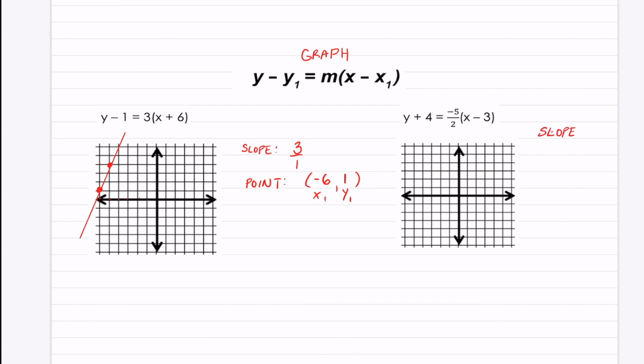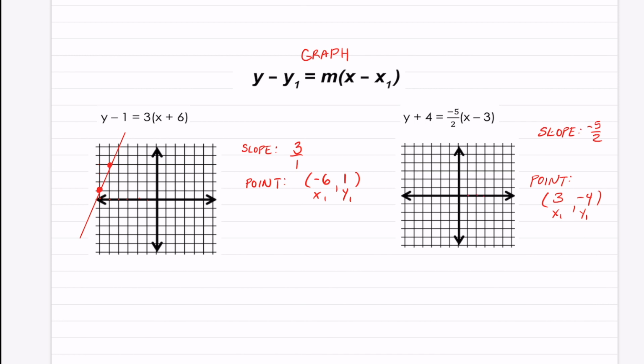Your slope is just whatever this number is, so negative 5 halves is my slope. My coordinates are going to be the opposite of this, so negative 4 is my y1 number. My x1 number is going to be the opposite of that, which is 3. Now that you have your point and your slope, just graph it.